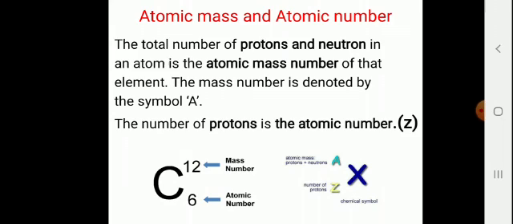And what is atomic number? Atomic number means number of protons. Atomic number is denoted by letter Z and atomic mass number is denoted by letter A. So is it clear to you? Atomic mass number means number of protons plus neutrons, and atomic number means only number of protons.